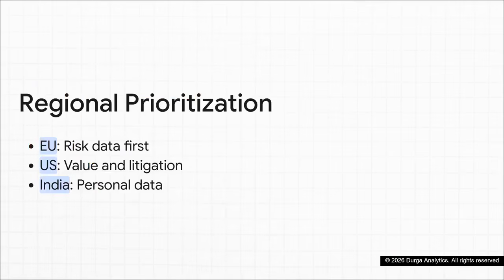It's also vital to realize that geographic and regulatory nuances are going to actively shift which specific domains and CDEs get pushed to the top of your priority list. For example, over in the European Union, regulations like BCBS 239 push risk and counterparty domains to the absolute top. In the US, the focus often leans heavily toward analytics value or litigation sensitivity, so customer and product domains get bumped up. And in India, the DPDP Act heavily prioritizes personal data domains and localized data. So remember, context is everything here.